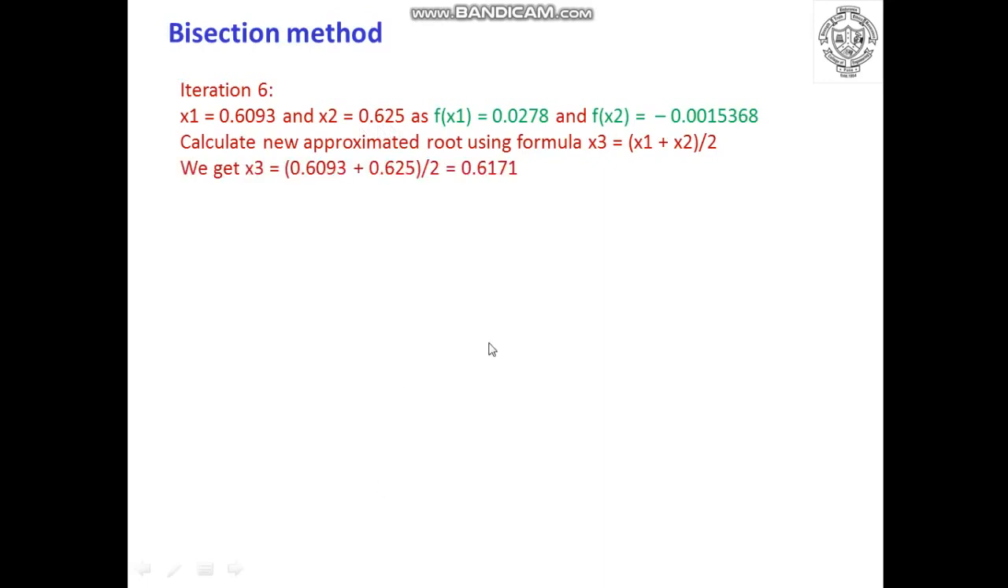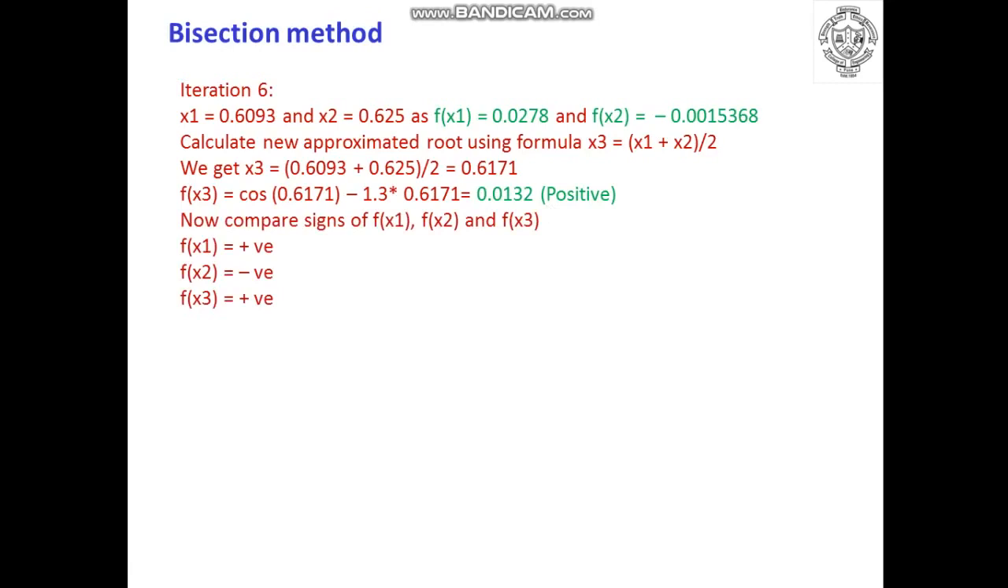So let us find out the midpoint between these 2 points as x3. The answer of x3 is nothing but 0.6171, and then we will put the value of x3 in the equation to get f of x3. So we get the value, the answer of f of x3, which is nothing but 0.012, which is also positive again.